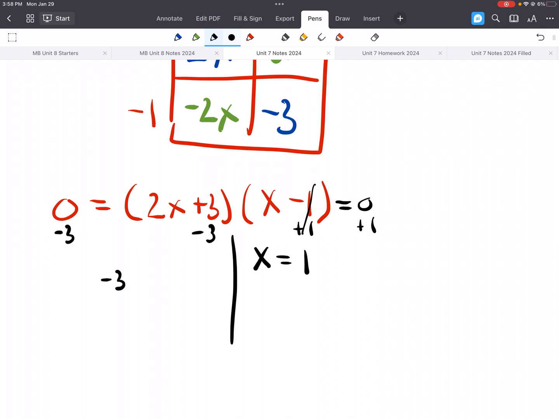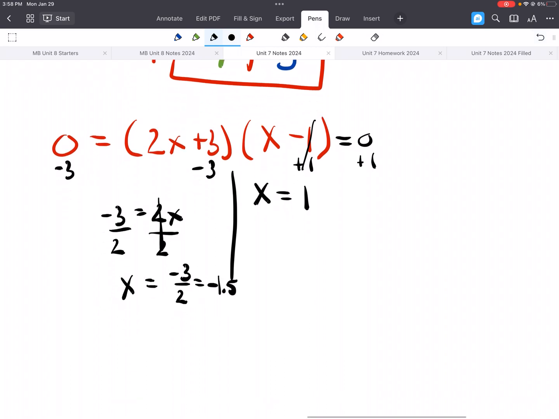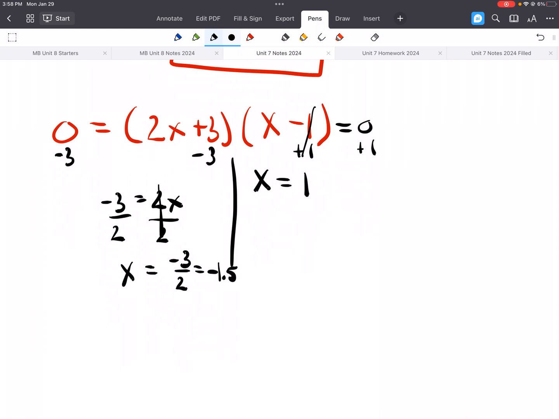And then here for the left side, we could subtract 3 from both sides. So negative 3 is equal to 2x. And then we'd need to divide both sides by 2. So we get x equals negative 3/2, or if you prefer it as negative 1.5, that's fine. Okay? Although maybe that's kind of hard to see. Maybe we should try this again. Negative 1.5. Alright, so we've got our x's, we just need to find our y's.